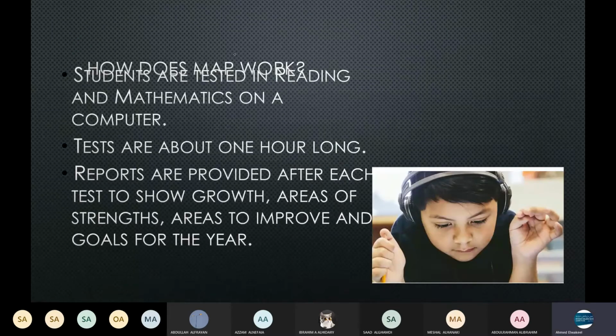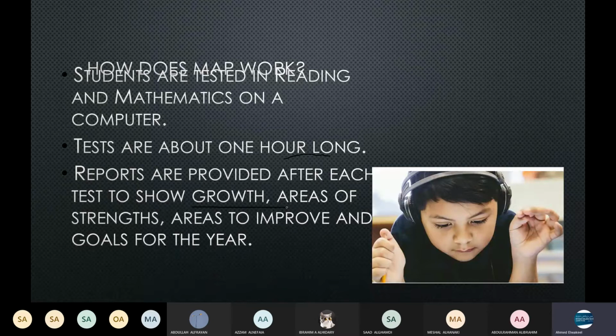How does MAP work? Well, students are tested in reading and mathematics on a computer. Tests are about 1 hour long. Of course, it varies from one student to another. Some students finish in 40 minutes, others finish in 1 hour, others use more than 1 hour. So it's according to the students. And reports are provided after each test to show the growth. Here we are speaking not only about the growth in your specific test, but about all the tests you have taken before.